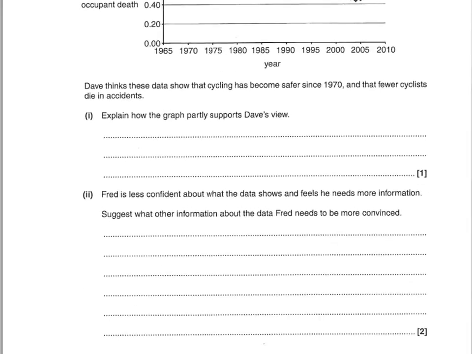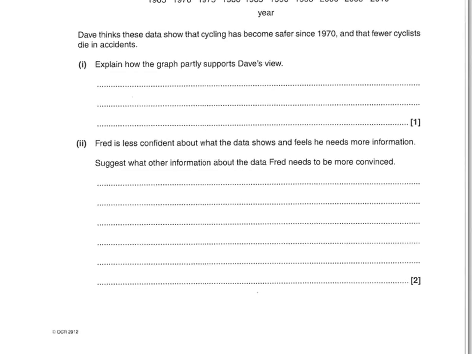And it says Fred is less confident about what the data shows and feels he needs more information. Suggest what other information about the data Fred needs to be more convinced. So any 2 of these get the 2 marks. You say that the data does not distinguish between pedestrians and cyclists. So it has total there. So all of them could be pedestrians for all we know.